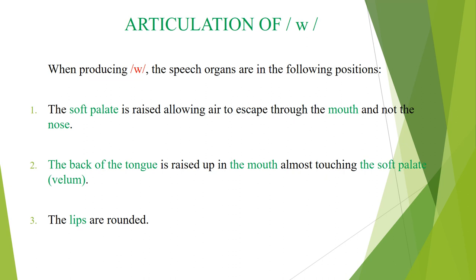When we produce the glide consonant wa, the speech organs are in the following positions. One, the soft palate is raised, allowing air to escape through the mouth and not the nose. Two, the back of the tongue is raised up in the mouth, almost touching the soft palate or the velum. Three, the lips are rounded.